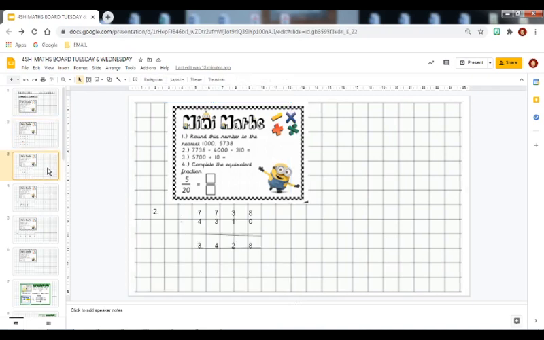Number 2, you were being asked to subtract 4,000 and to subtract 3,010 from 7,738. In the first instance, I added the 310 to the 4,000, which gave me 4,310. I then subtracted this away from 7,738, and I used the column method to represent this.